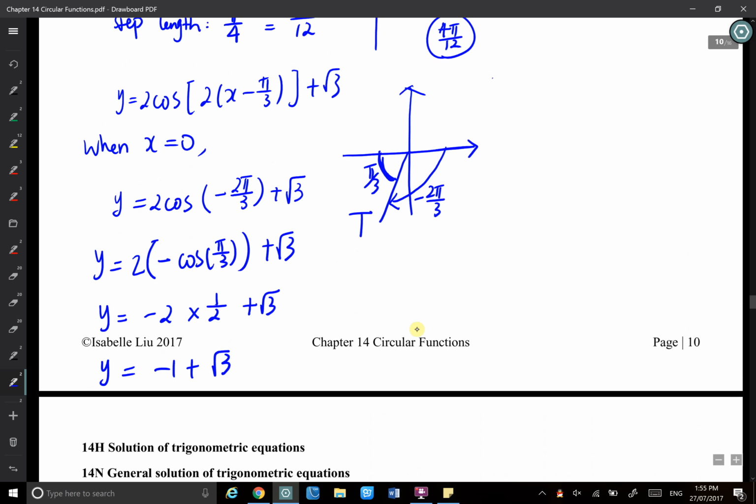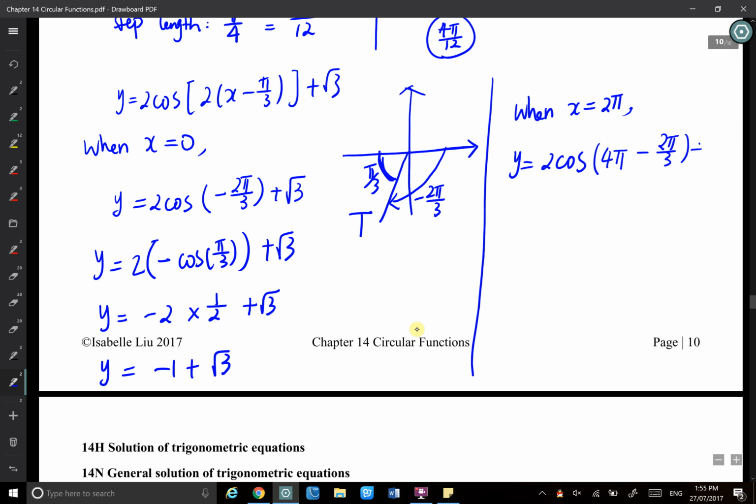There's another one. When x equals 2 pi. y equals 2 cosine. Okay, 2 pi, right? Do not evaluate together first. What I want to do is expand. So that becomes 4 pi minus 2 pi on 3, and then plus root 3. I will expand the value. It's 2 times 2 pi, that becomes 4 pi minus 2 pi over 3. That will be exactly equivalent to minus 2 pi over 3.